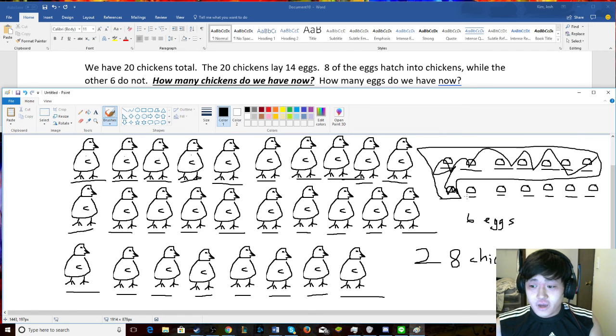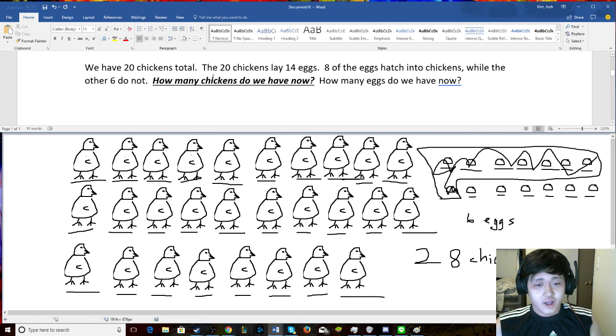Alright, so now the math version of this is just reading the question and using the numbers that were given to make out a mathematical equation. So we would want to know what the question is ultimately asking, and that is, how many chickens do we have now? So based on that information, we want to figure out how many chickens we need to add or subtract from each other. So we have 20 chickens total. That's how many we start out with.